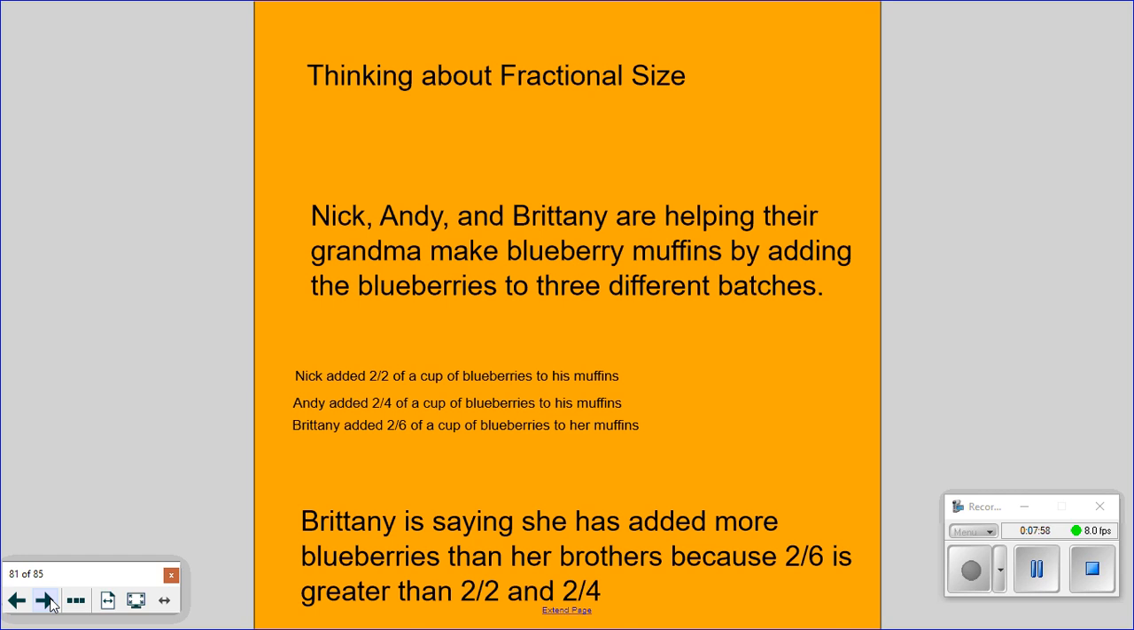How could you prove that? You just told me in words, but how could you prove it? Avery? You could draw a model. First, you could draw the brothers' fractions, and then you could compare it with the 2/6. Absolutely. We could draw a model. Let's look at what her brothers have to say.